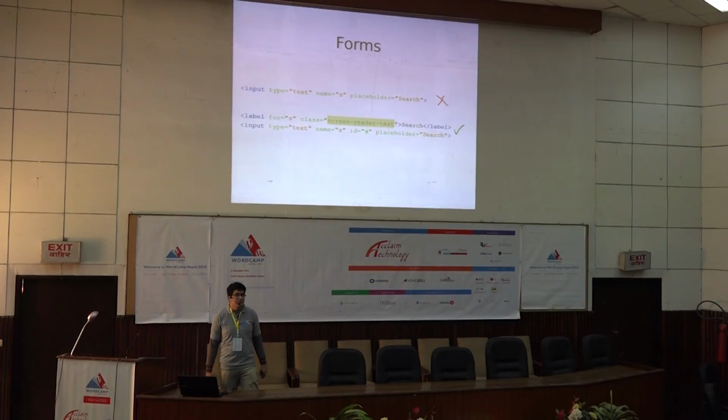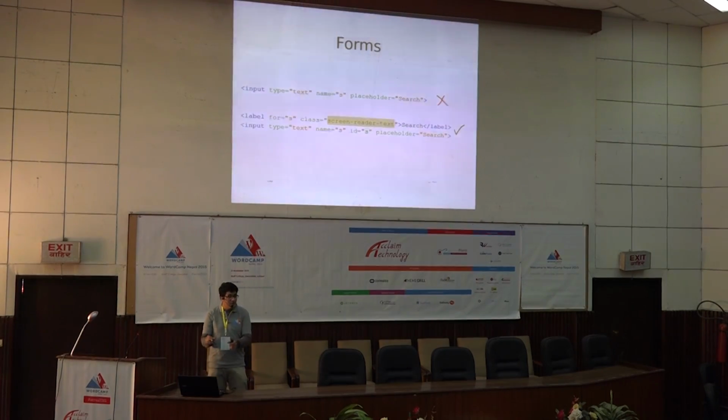The form should come with a label. A label helps to define what the form is for. The upper one only has a placeholder, but there is no label, so it will be difficult for a screen reader to identify what the label of that thing is. So it will be good to switch to the second one.